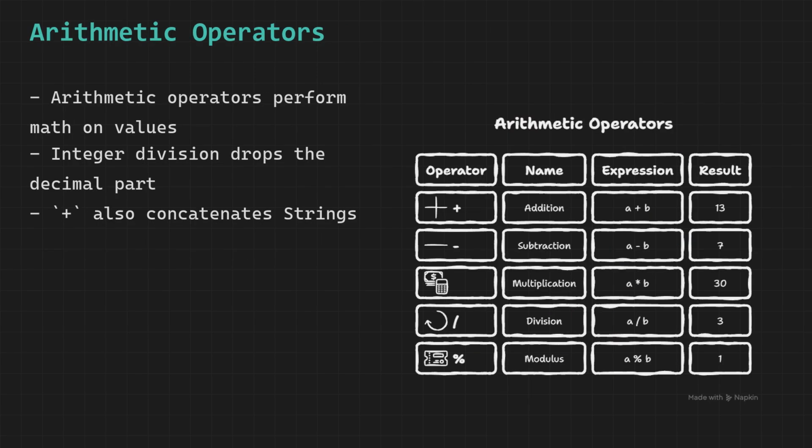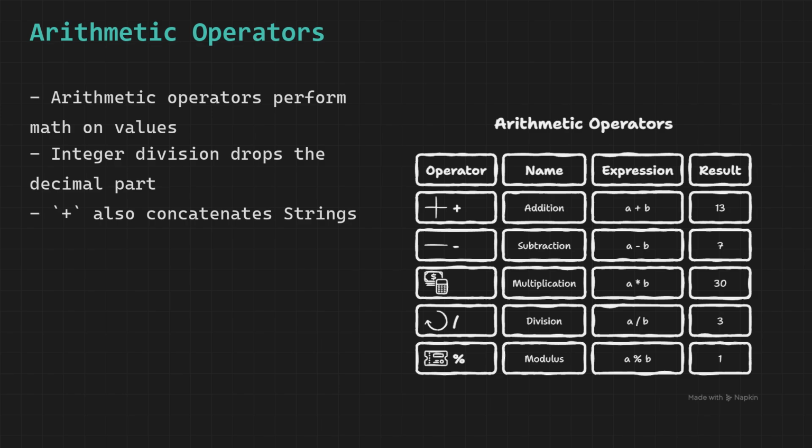Arithmetic operators are the most straightforward operators in Java. They perform the same math you learned in school, but with a few important Java-specific behaviors worth knowing. Looking at the diagram table, all 5 operators are shown with examples. Plus, minus, and asterisk work exactly as expected. But slash division behaves differently depending on the data types involved.